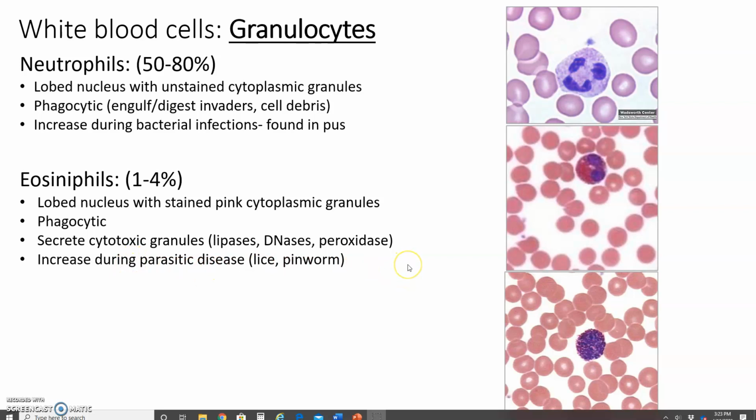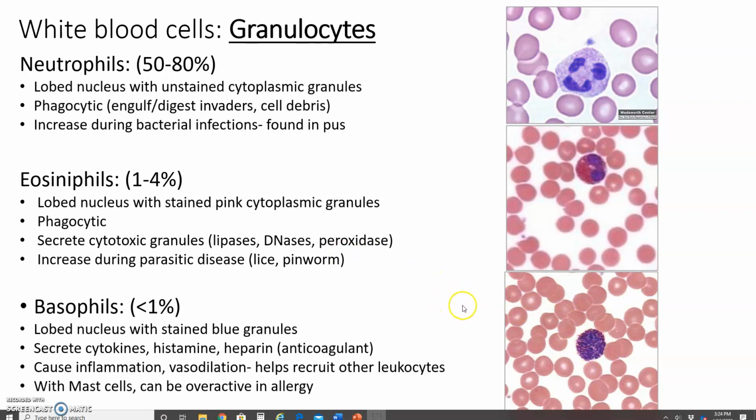So these are something that we see increase in number when we have a parasitic response. And then lastly, we have something called basophils, which we see here. This nice little grainy leukocyte is a basophil. It has a lobed nucleus, which can be hard to see, but it has these blue-stained granules. They also secrete cytokines, histamines, and heparin, which is an anticoagulant in our blood.